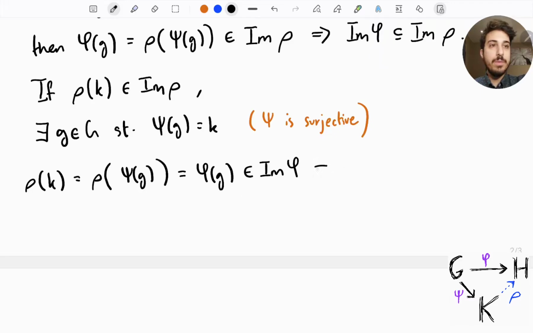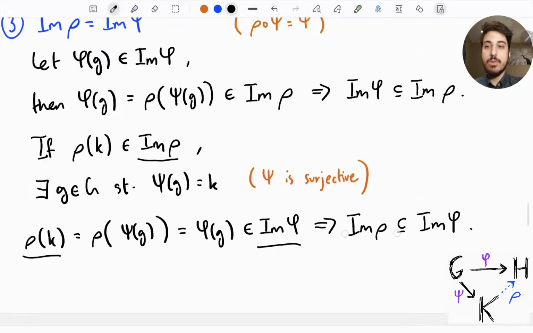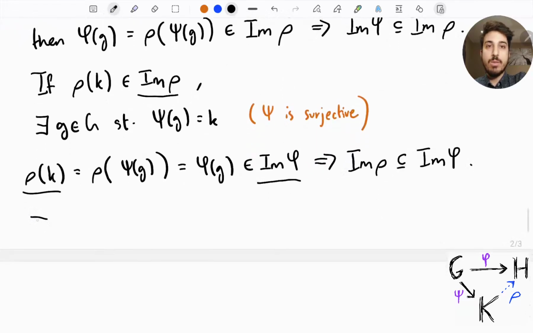And phi of g is in the image of phi, because this is an image. And so we have just proven that rho of k, which is in the image of rho, is also in the image of phi, giving us that image of rho is included in the image of phi, giving us the backward inclusion as well, completing the equality. Image of phi is equal to image of rho.